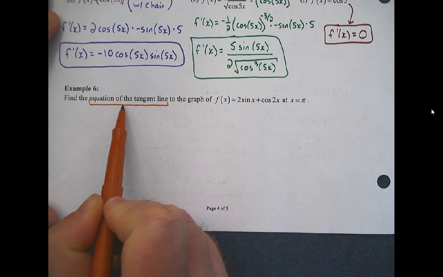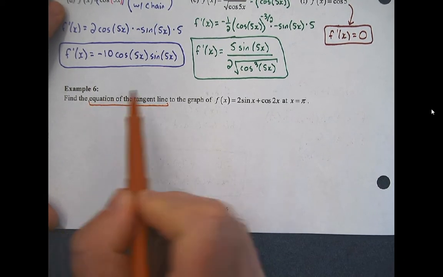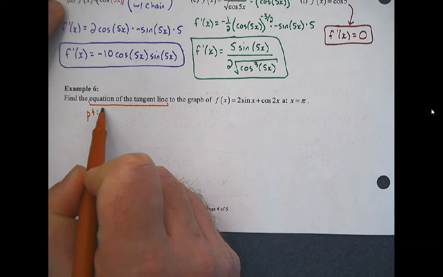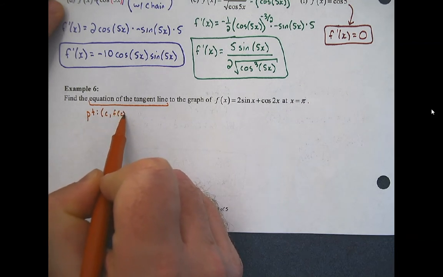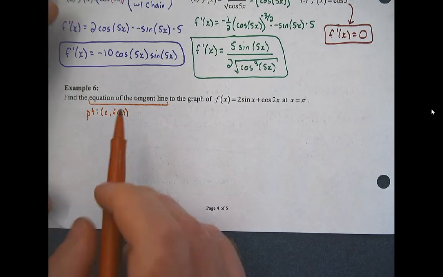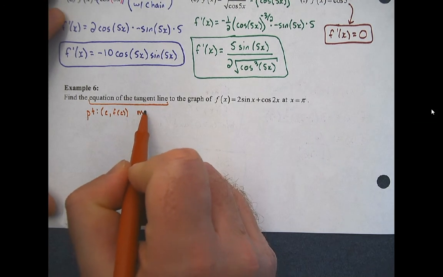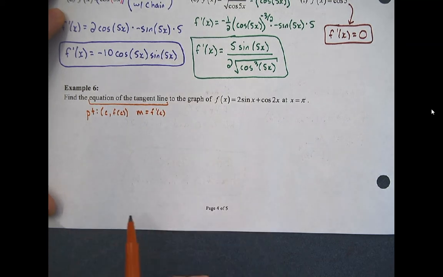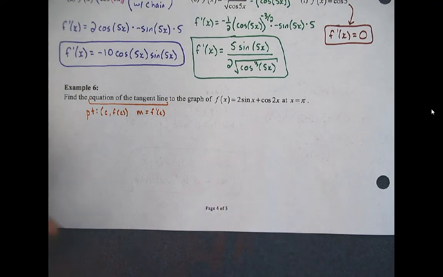You should be getting to a spot where you can do this without me reminding you. If you want to find the equation of a tangent line, we need to find the point. The two things we need for an equation is a point, so that's at C, f of C. And we also need the slope. And remember, the slope is the derivative at that location. So for us, it looks like our point's going to occur where x equals pi.